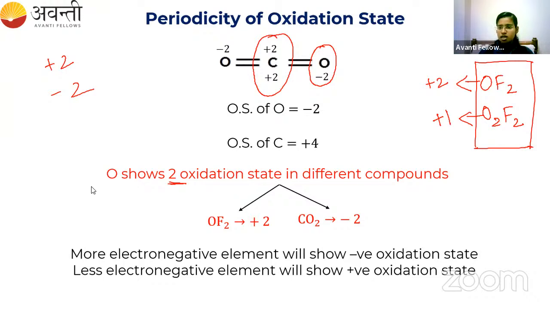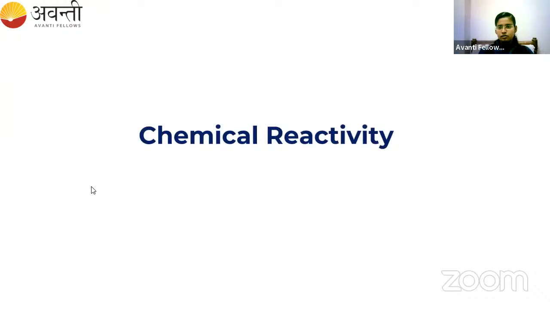So these 2 compounds are called oxyfluoro compounds. Clear? This is all about the periodicity of oxidation state.